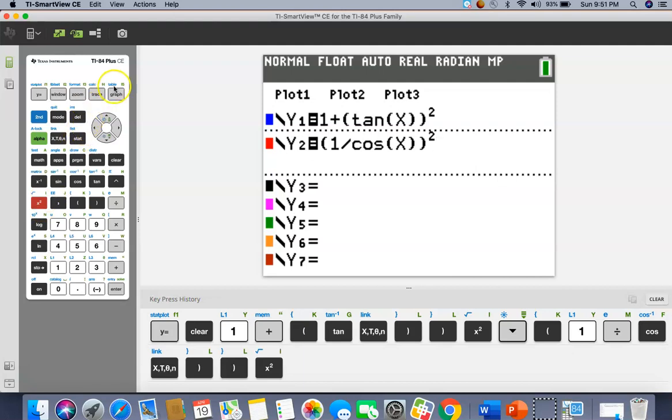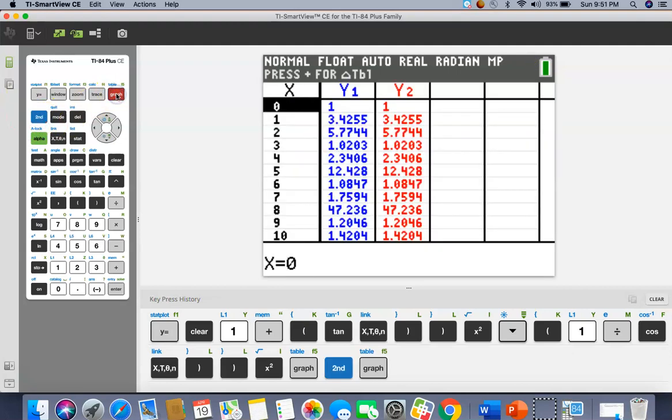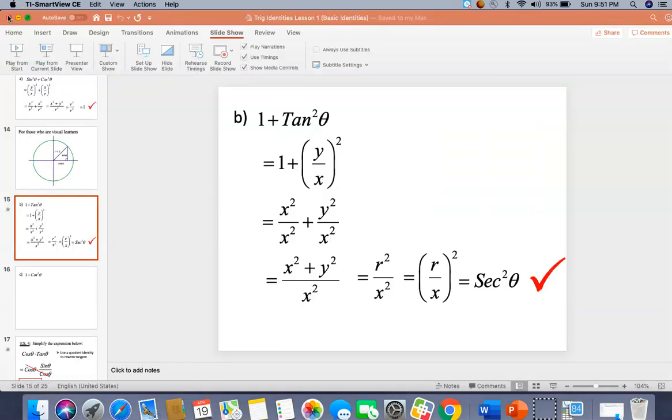And let's just compare the graphs. The blue graph will be the 1 plus the tangent squared. The red graph will be the secant squared. And they're looking pretty much the same. And likewise, if I go look at the table, regardless of the value for x, both functions are the same. So again, that does not constitute a proof. This does.